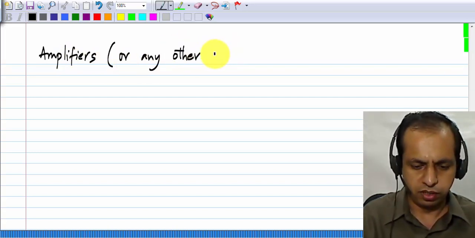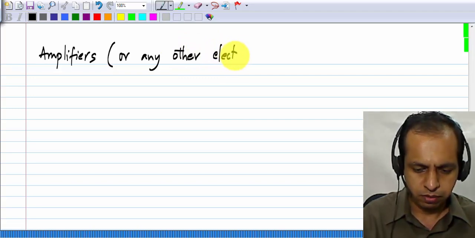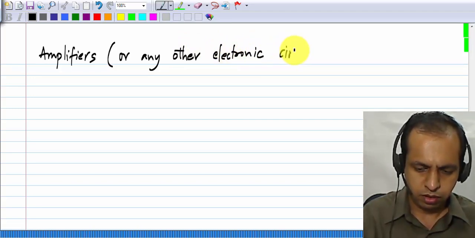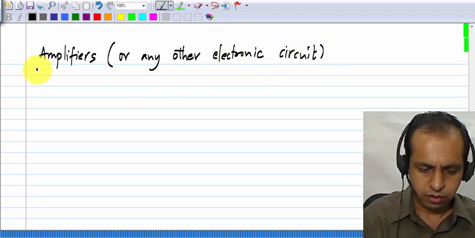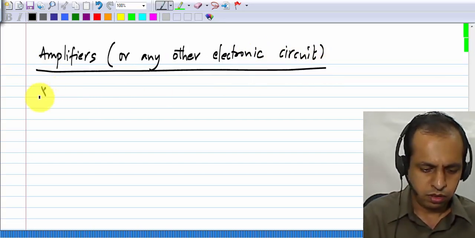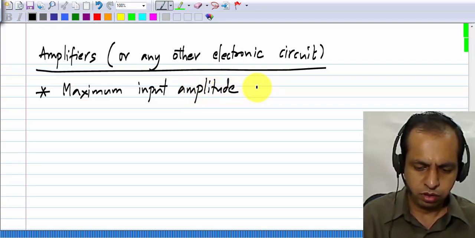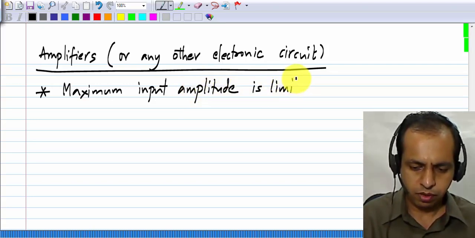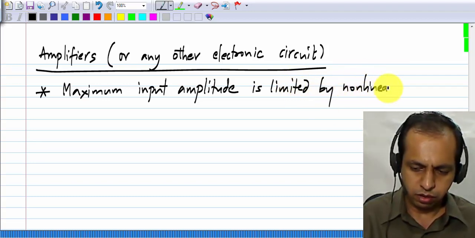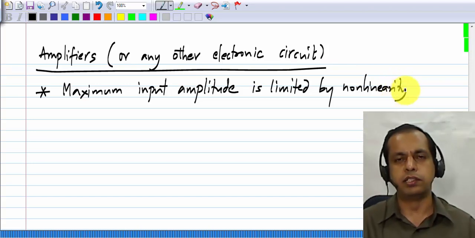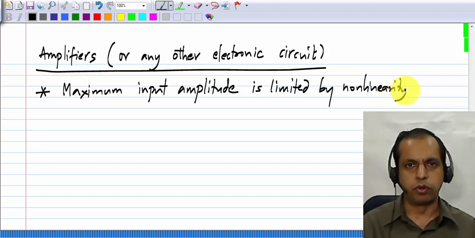So in an amplifier or any other electronic circuit, the maximum input amplitude is limited by nonlinearity. As the input amplitude increases, the nonlinear products increase.